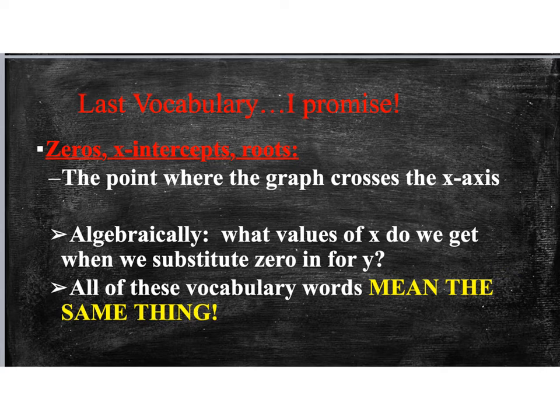Last vocabulary for this video, we also have a part of the graph that we call the zeros, which is the same thing as the x-intercepts, and another name for x-intercepts is roots. And so you can see those words used interchangeably, but again, if you see the word zeros or you see the word roots, just remember that means x-intercepts. It is where the graph crosses the x-axis.